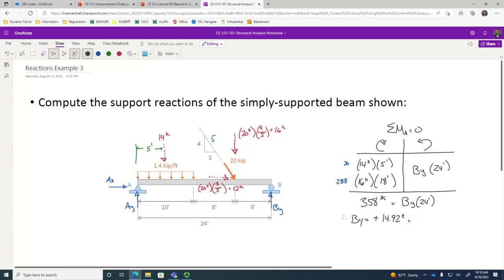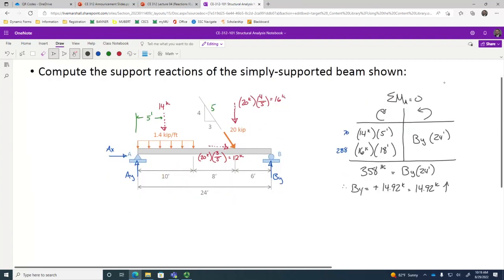And so what that means is, let's just be clear, I achieved a positive answer, and my initial assumption was vertical acting upwards. This is upwards. This positive answer means that my assumption is correct. And again, we are going to have problems throughout our class where there's no real way of making a gut assumption. You're just going to have to pick something. And so it's okay if you make assumptions and they're incorrect. That's okay. It's easy to deal with it.